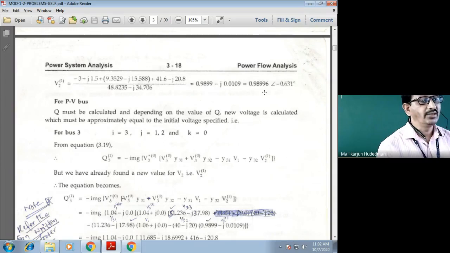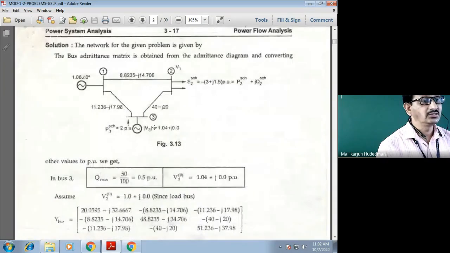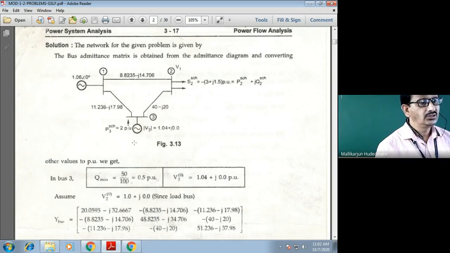What is bus 3 for me? Bus 3 is a generator bus. I take you back. Bus 3 is a generator bus. At this bus, what are all the things given to me? P and V are given. What is my destination over here? Q and delta. So before I calculate V3 of 1, I must check Q3 of 1, whether this generator is able to inject the required reactive power to the system. Q31, I have to check.